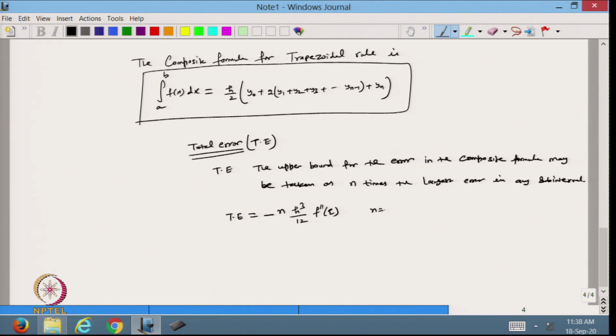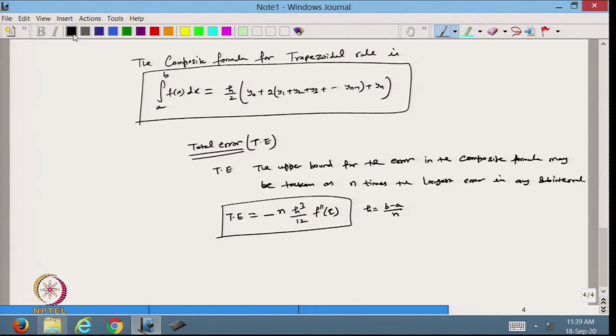where h will be (b minus a) by n. So, this is the total error, where xi I am choosing such that this value is the largest error. So, I will find the largest error in any subinterval and then multiply by n. That is the truncation error, the upper bound for the truncation error we are going to get in the composite formula. That is the way we can find the error in the composite formula.